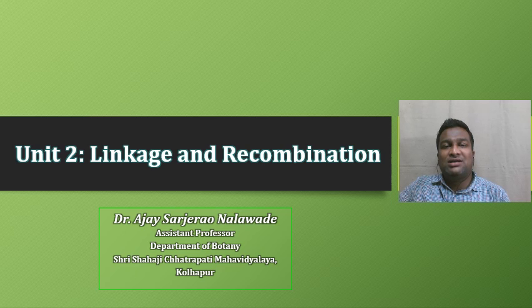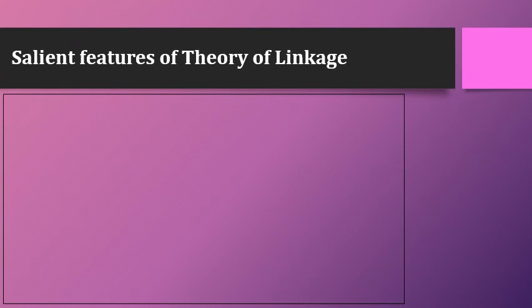In the previous lecture, we studied the different definitions of linkage and the different views about this concept by Thomas Morgan, and Bateson and Punnett. In today's lecture, we are going to study the salient features of the theory of linkage and different examples of this linkage. Now we turn towards the salient features of this theory of linkage.